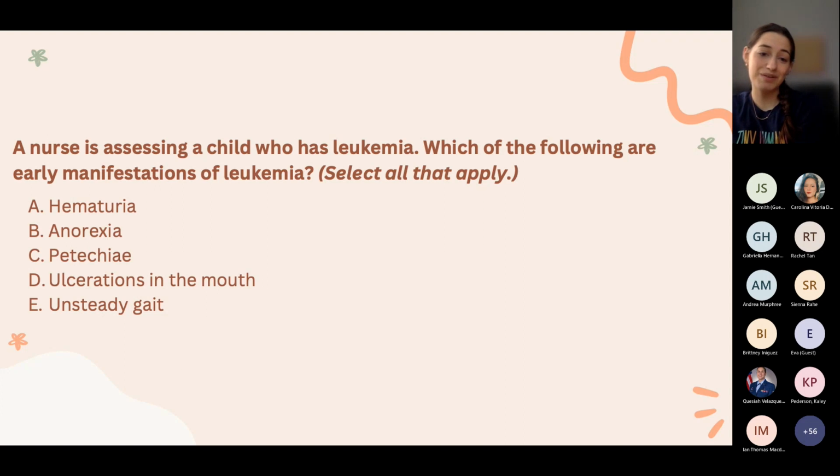Yeah, you guys did really well with this one. You guys got it. So the correct answer is B, C, and E. Hematuria and ulcerations in the mouth are manifestations of leukemia, but they are late manifestations. So good job catching the early manifestations.